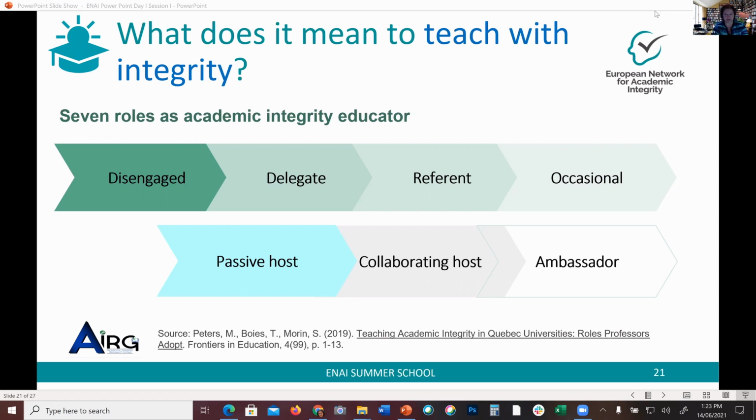If I start with the non-involved, we call it the disengaged professor. The people in room number 2 will laugh, because we had a math teacher who said, I have 45 hours to teach my math content. I don't have time to waste teaching academic integrity. So the totally disengaged professor says, I don't have time, it's not my responsibility.